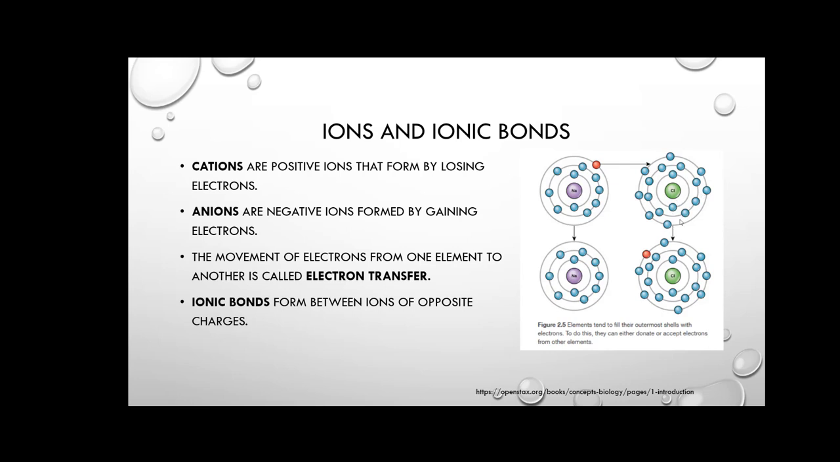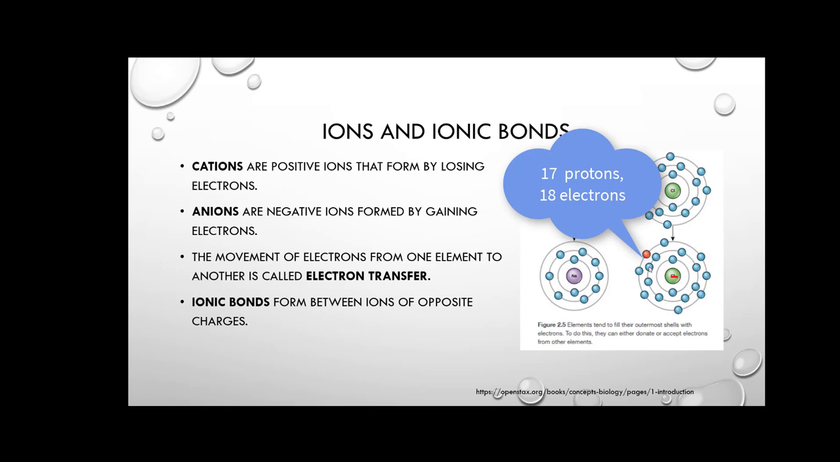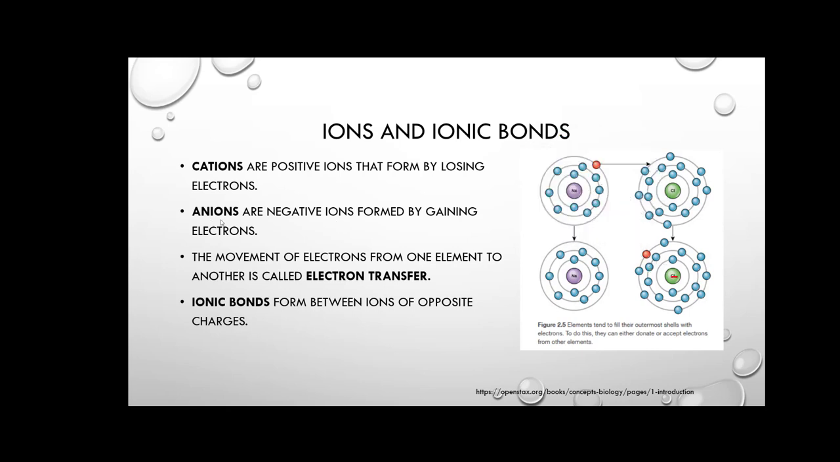Now chlorine has the opposite. It has 17 protons, but now it has gained an extra electron, so it has 18 electrons. So it has a -1 charge. It's gained an extra electron, so it's called an anion, a negatively charged ion.